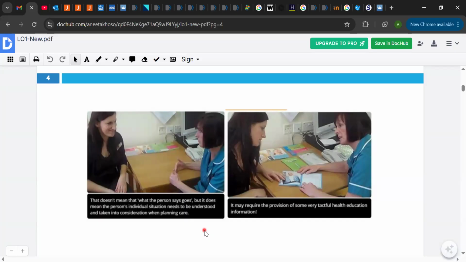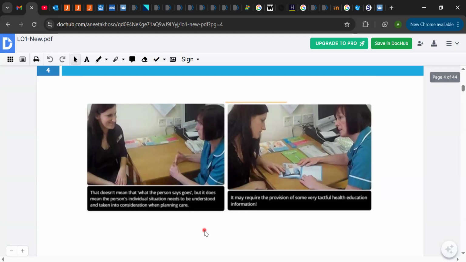It may require the provision of some very tactful health education information. If you're giving health education, you need to make it very attractive for the person. A person will not quit smoking if you tell them to just quit smoking. What is their incentive in that? You need to show what are the positives behind that. They know that already, but you need to magnify that. Only if you magnify that and enhance that positive, that is the drive that will take them through the process.